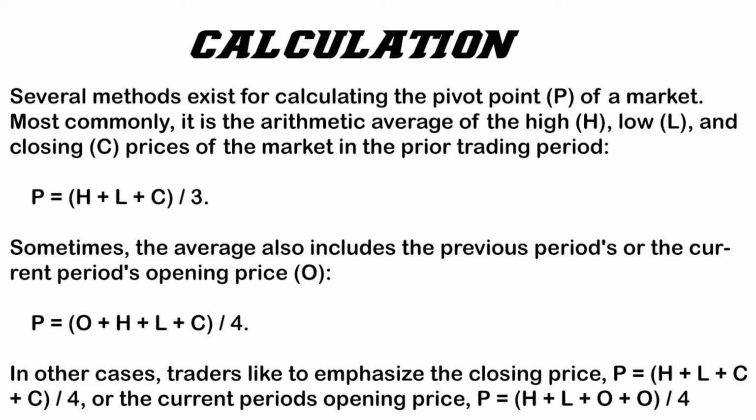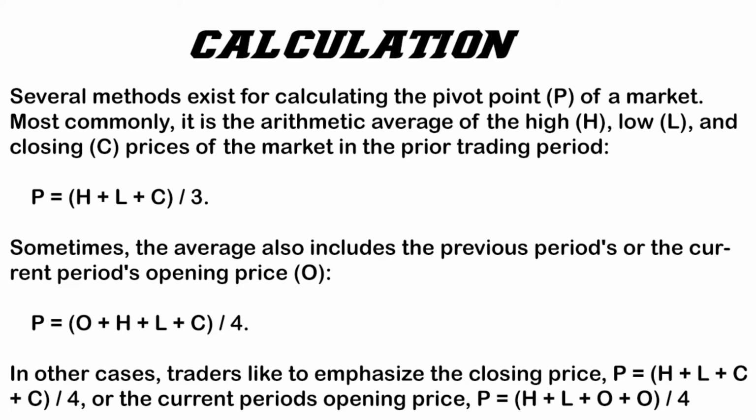Now, calculation of pivot points. Several methods are there in the calculation of pivot points. First method, arithmetic average of high, low, closing by 3, meaning P, the pivot point, is equal to high plus low plus closing by 3. And sometimes the average also includes the previous period's or the current period's opening. Here P equals opening price O plus high plus low plus close by 4.